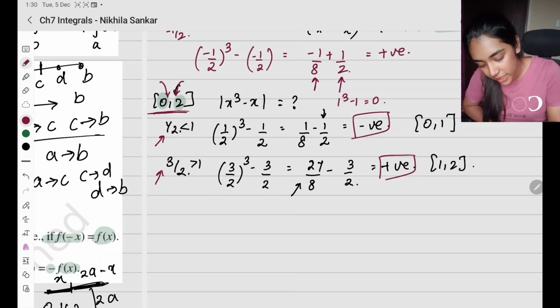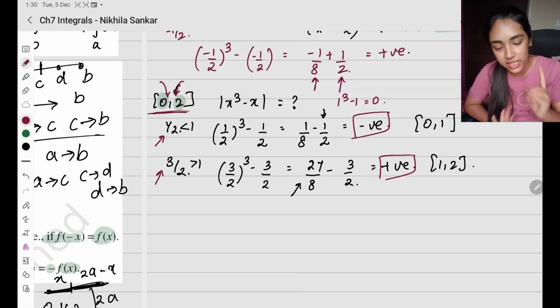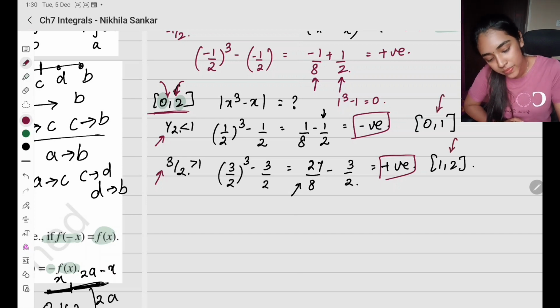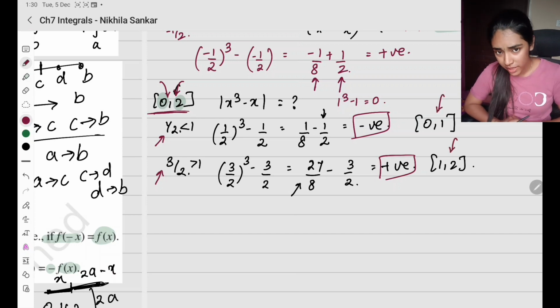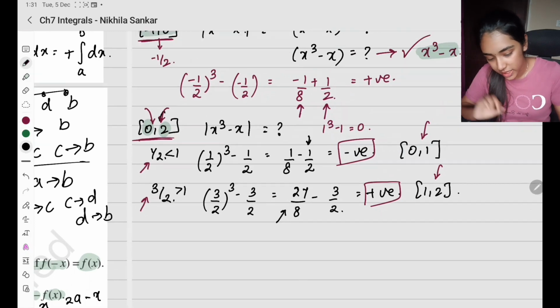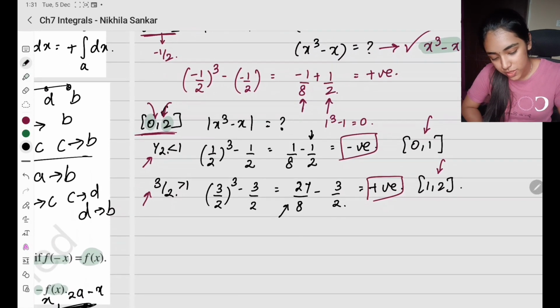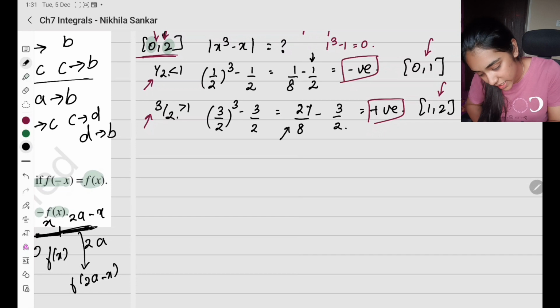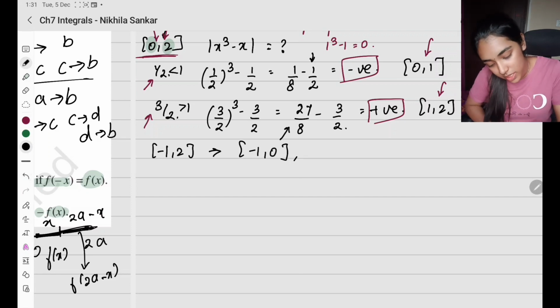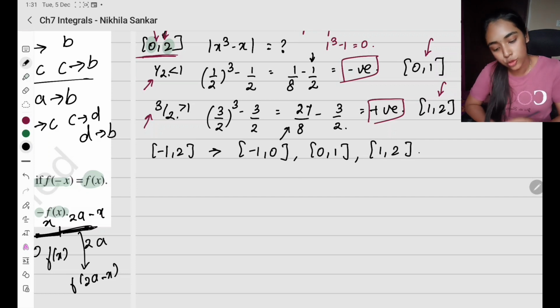So in the common interval, you cannot write it. You have to split the interval. It has to be 0 to 1 and 1 to 2. So you have three different intervals. What are the intervals? From minus 1 to 0, 0 to 1, 1 to 2. So basically our interval from minus 1 to 2 has now become minus 1 to 0, that is negative numbers, then 0 to 1 and 1 to 2.